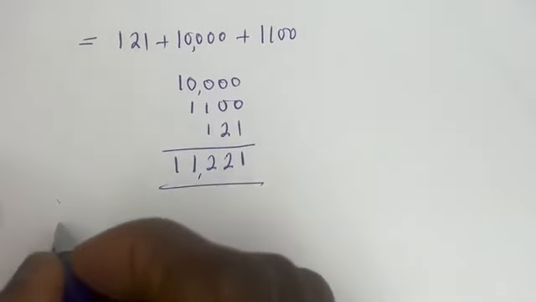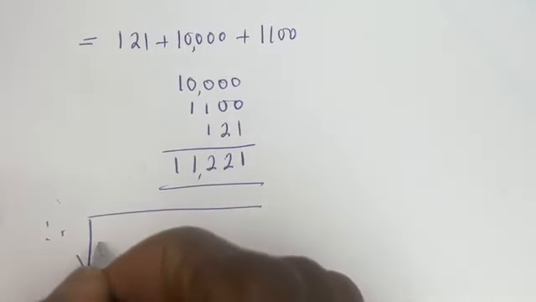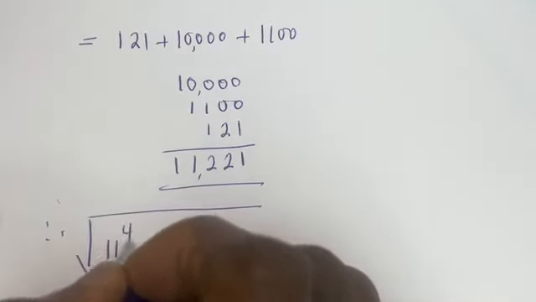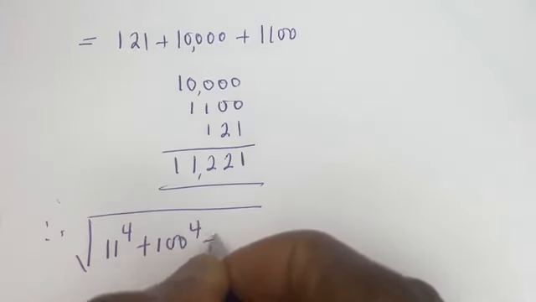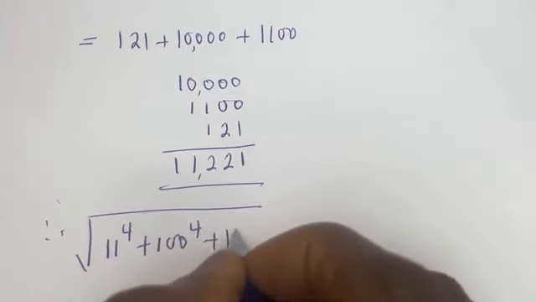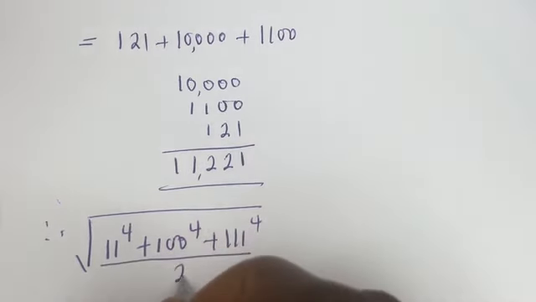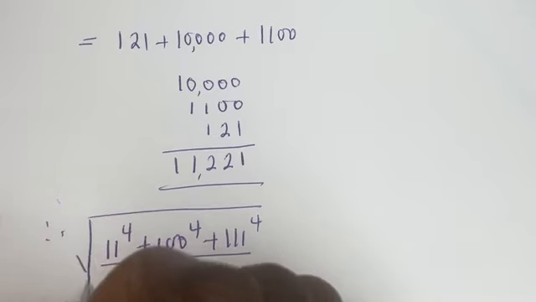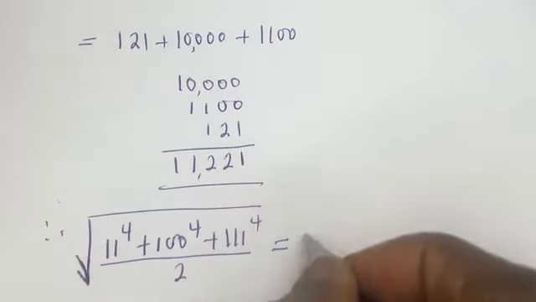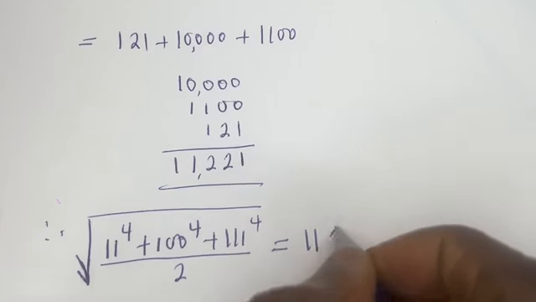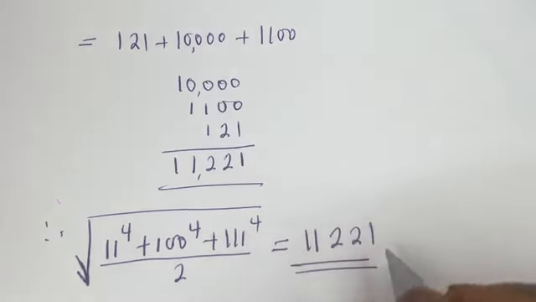Therefore, square root of 11 to the power of 4 plus 100 to the power of 4 plus 111 to the power of 4, divided by 2, is equal to 11221, and this is the final answer.